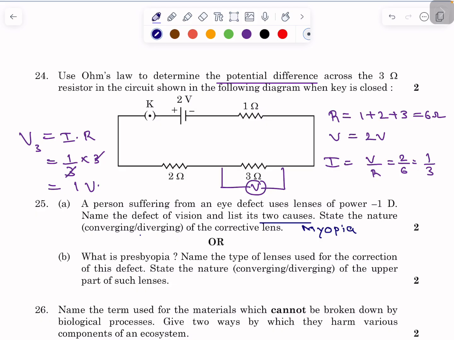State the nature, converging or diverging, of the corrective lens. So you have to use a diverging lens. Okay, to correct this sight you have to use a diverging lens, and this is your answer.